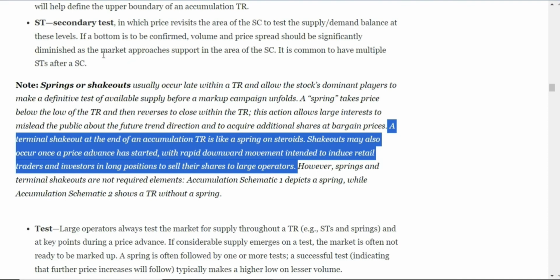According to stockcharts.com, they actually provided a note right here, which is really helpful. They go on to mention that a terminal shakeout at the end of an accumulation area, which is a trading range by the way, is like a spring on steroids. Shakeouts may also occur once a price advance has already started, with rapid downward movement intended to induce retail traders and investors in long positions to sell their shares to large operators.